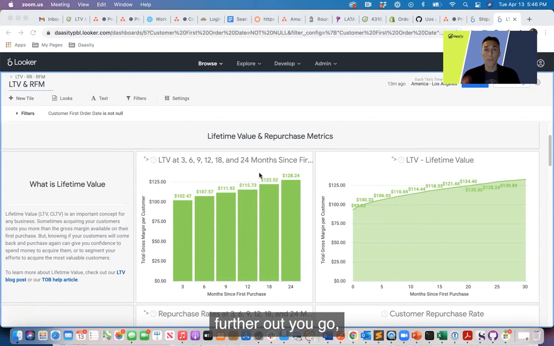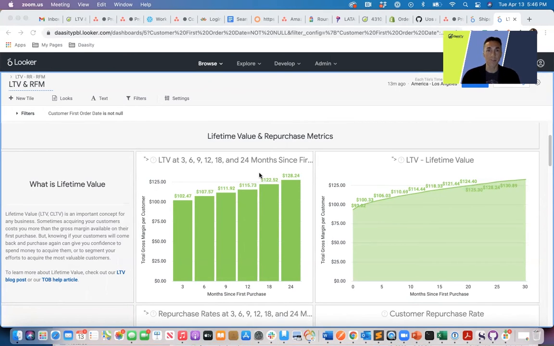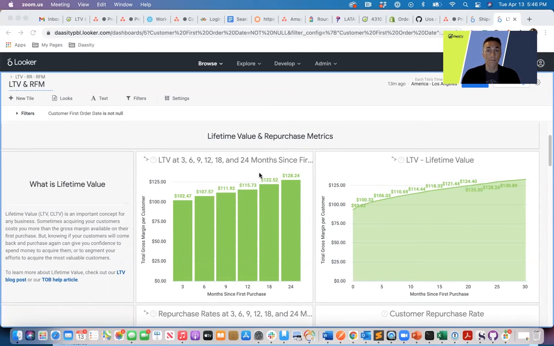And then the further out you go, the more likely it is that your lifetime value curves are just going to flatten out, right? You don't have customers coming back as often. So think about, at what point do you kind of cut that? So for most merchants, that's at 24 months or 36 months. After that point, they don't see much movement in lifetime value.